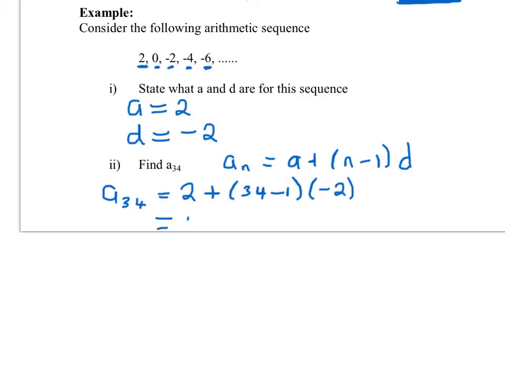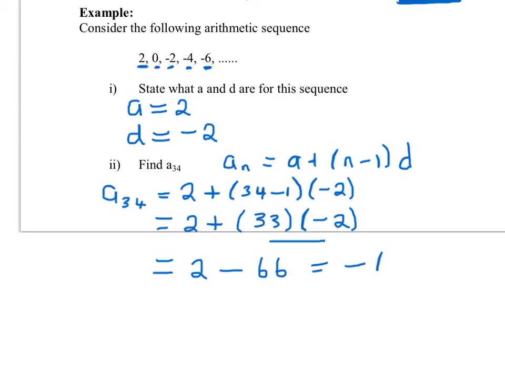Now what we have to do is work this out. Remember, we work out the bracket first, so 34 minus 1 is 33, and we have to multiply that by minus 2. Again, make sure that we do the multiplication first. Be careful of the sign. A plus by a minus is a minus, so that'll be equal to 2 minus 33 by 2 is 66, and 2 minus 66 is equal to minus 64. So that's the term a34. It's the 34th term of this particular sequence.